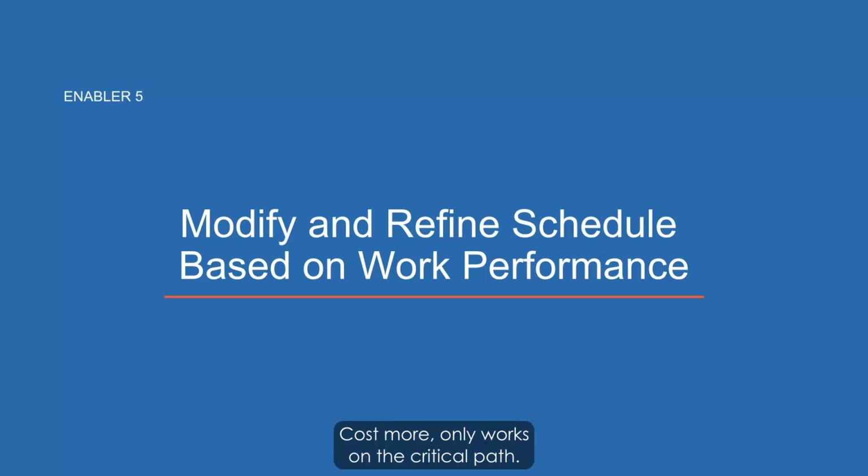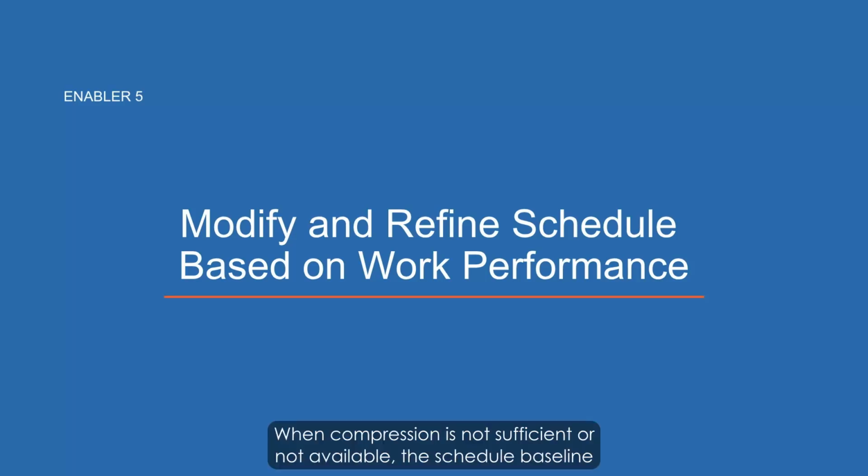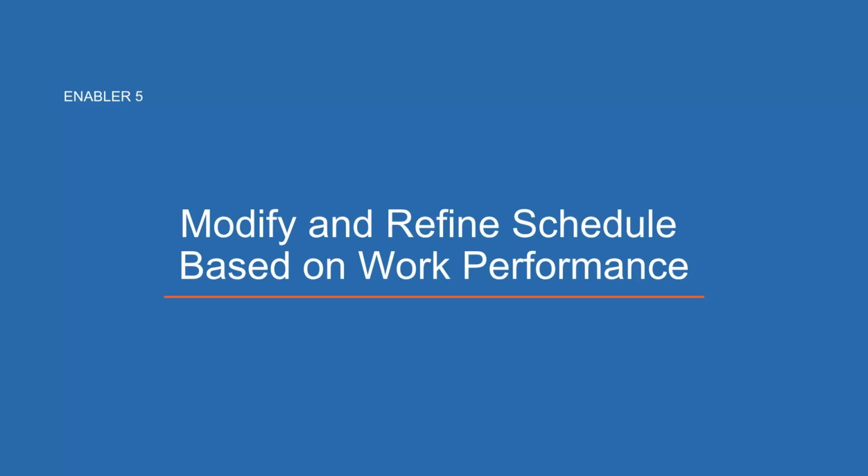Cost more, only works on the critical path. Fast tracking, overlapping activities that were planned in sequence. Increases risk, no direct cost. When compression is not sufficient or not available, the schedule baseline may need to be revised, but only through the change control process. The PM does not unilaterally update the baseline.